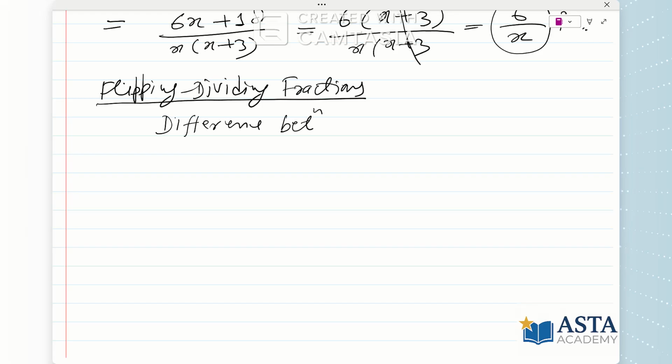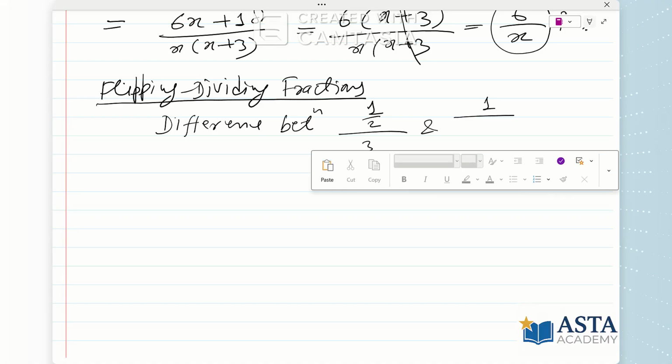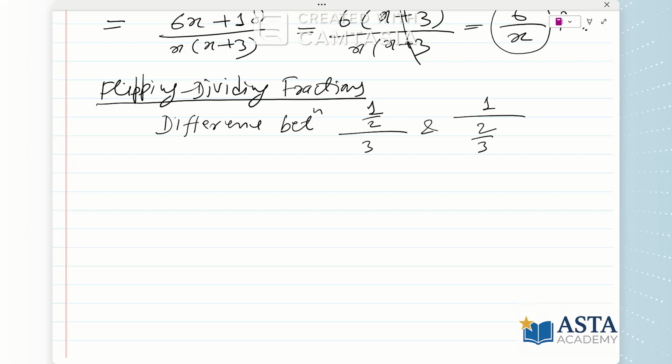what is the difference between 1 by 2 divided by 3 and 1 divided by 2 by 3? It could be confusing, but there's a lot of difference. The difference is in the larger division line. What is the important part? The larger dividing line. That is where you do the flipping.